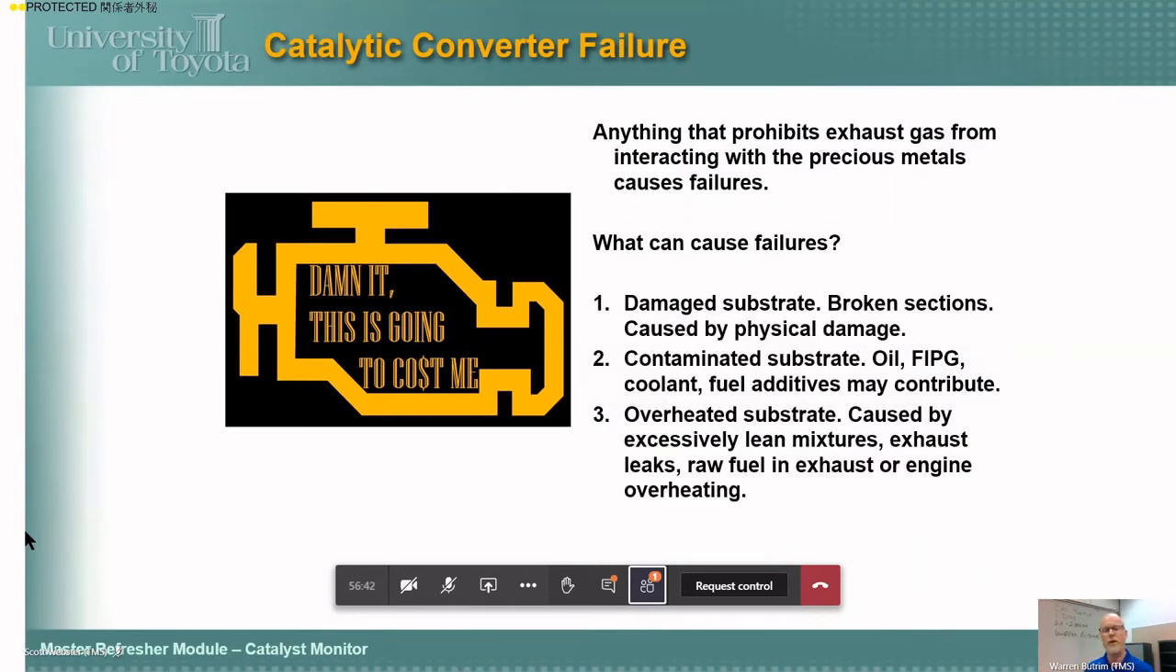Another thing that can damage the cat is coolant, maybe some 5G. The car is burning oil. A customer fills up by mistake with a tank load of diesel fuel. It's got a lot of sulfur and crap in there, so that can cause some problems also.